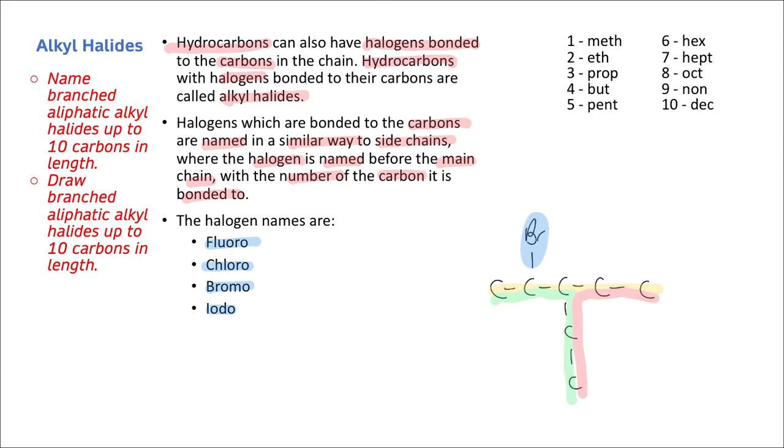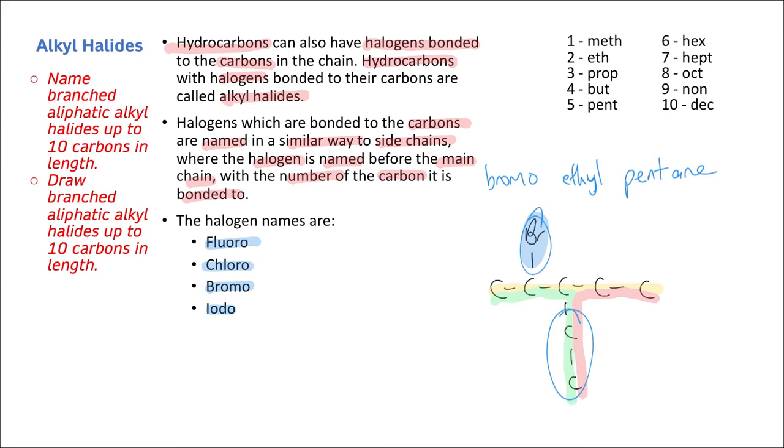So let's go name this. It is a 5 carbon chain, so it is a pent, and it is all single bonds, so it's an ane. Then it's got a side group of a bromo, so it's a bromopentane. But it's also got the side group of an ethyl. Which of those gets named first? The bromo, because it's in alphabetical order. So this is a bromoethylpentane.